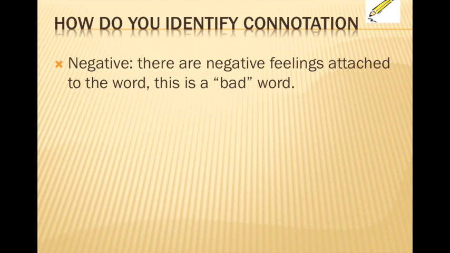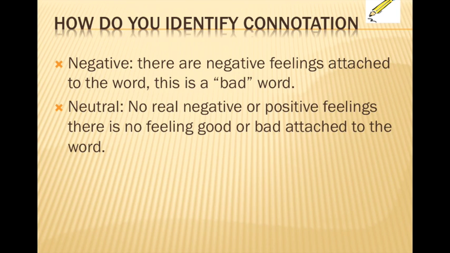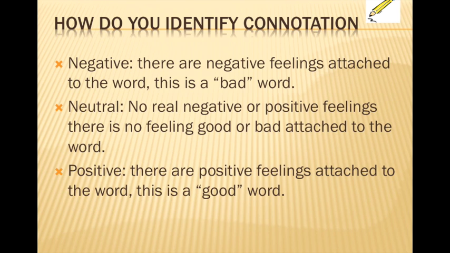So how do you identify connotation? Like I was saying, there's negative connotation. This is where negative feelings are attached to the word, where you would maybe say this is a bad word or it gives me a bad feeling. Neutral is where there's not really any negative or positive feelings attached to it. It's just kind of in the middle. A positive connotation is where positive feelings are attached to the word, or you feel like it's a good word, or you have a good feeling attached to that word.